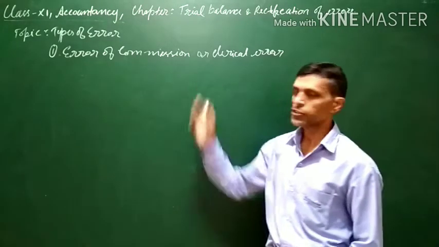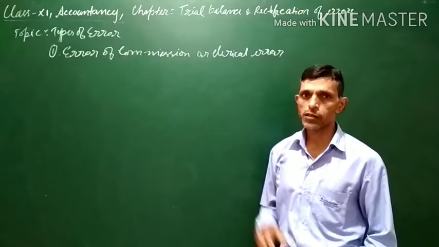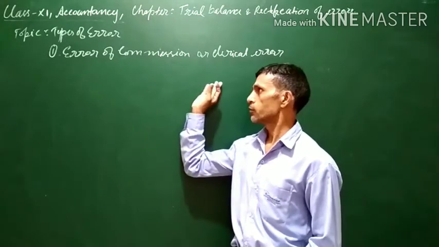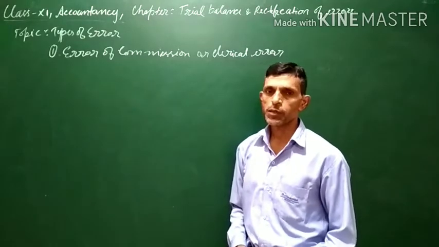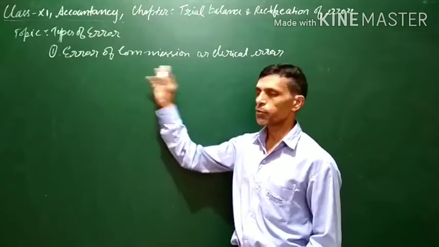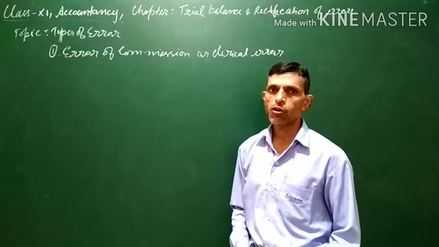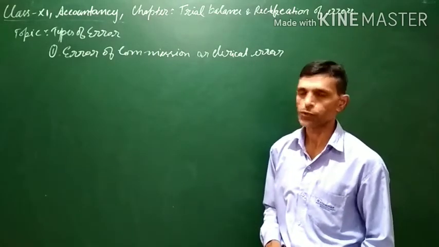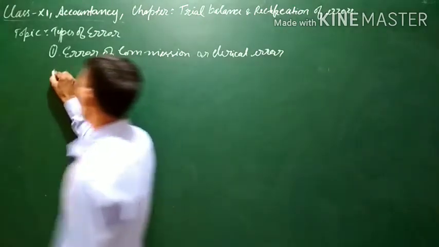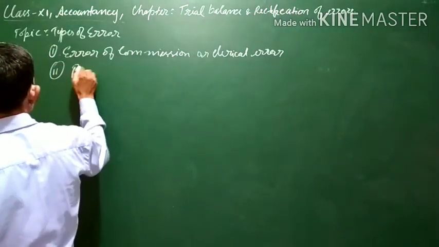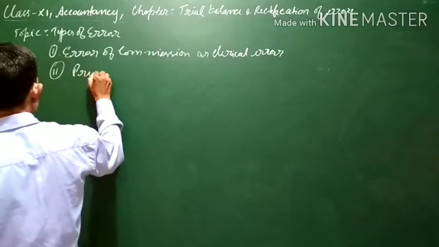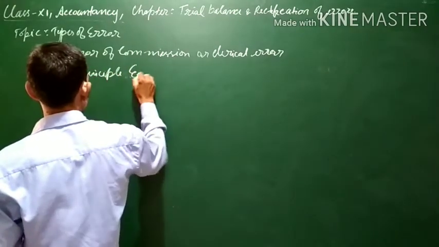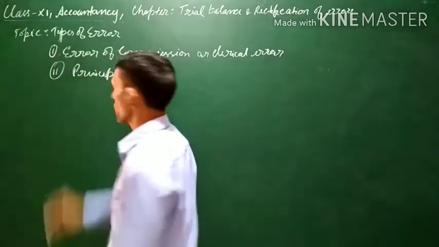So error of commission is the error where addition or deduction is involved, and while posting this amount some error is committed. This type of error is known as commission error, or clerical error. Next is the error of principal, or principal error.